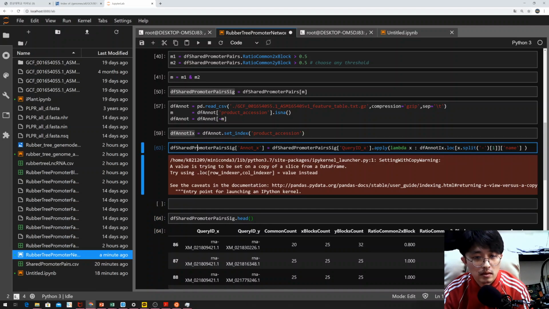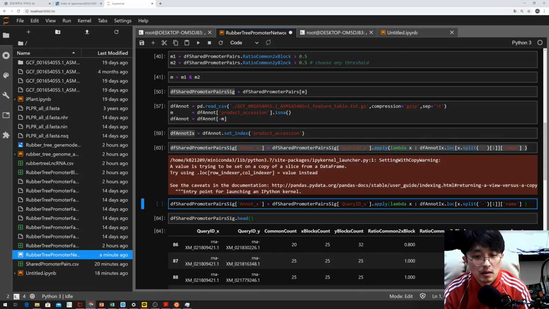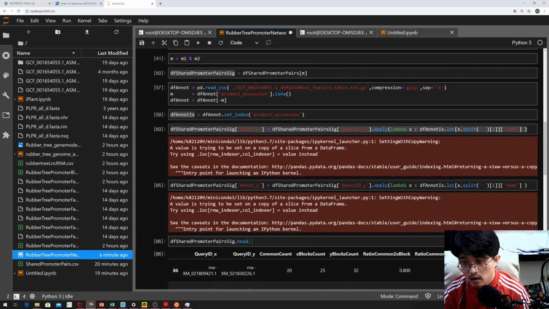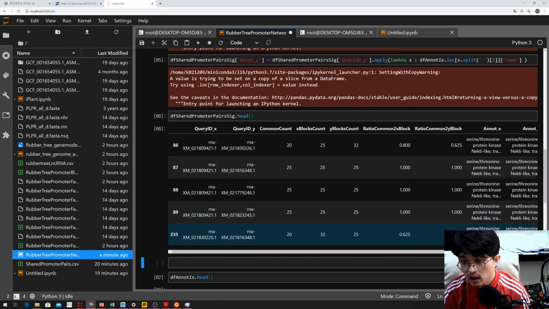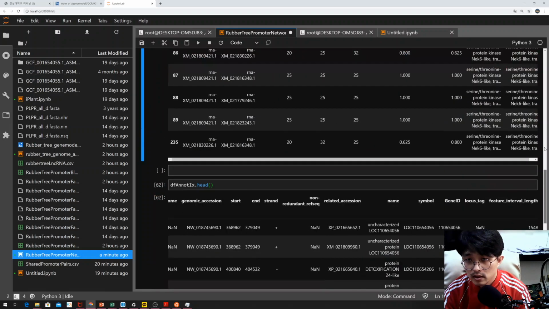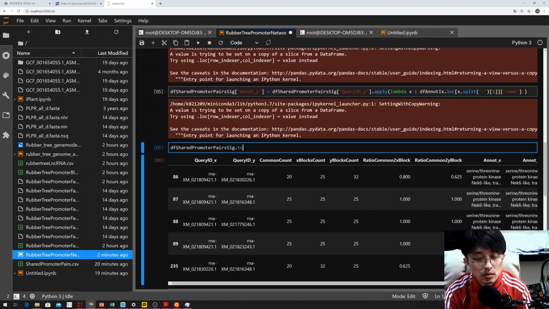Okay. Or something unexpected can happen. So I change this one and this. And done. And check. Right. So everything is all similar as expected. And let's export. Let's export to CSV, shared promoter pair with annotation.